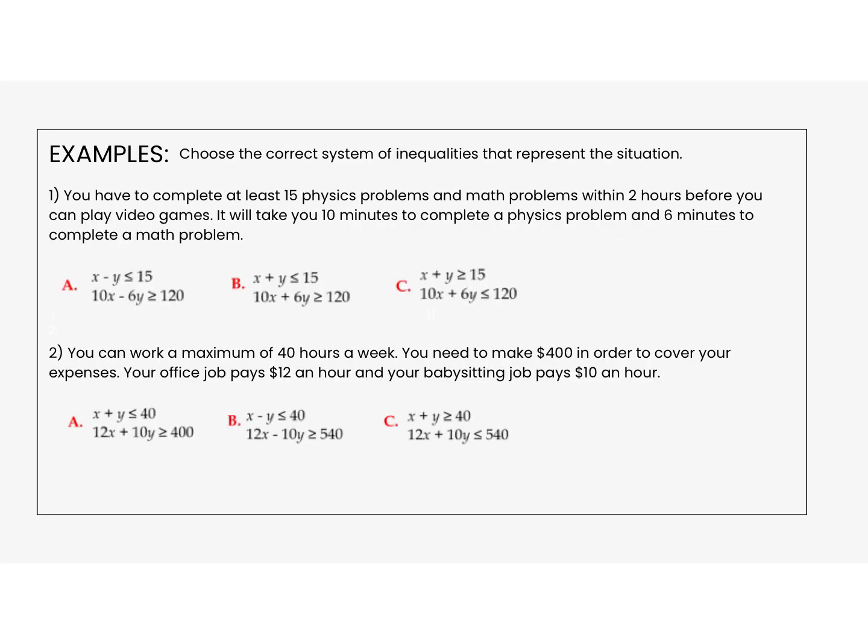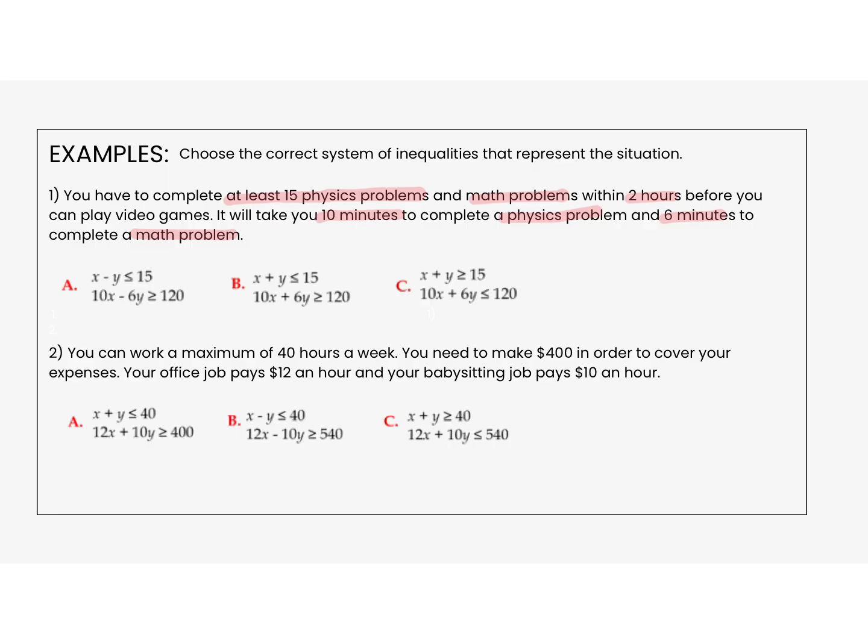So let's just preview what it would look like to create constraints for one of these situations. Number 1 says you have to complete at least 15 physics problems and math problems within 2 hours before you can play video games. So I'm going to highlight at least 15 physics problems and math problems within 2 hours. That information seems like it's going to be important. It will take you 10 minutes to complete a physics problem and 6 minutes to complete a math problem.